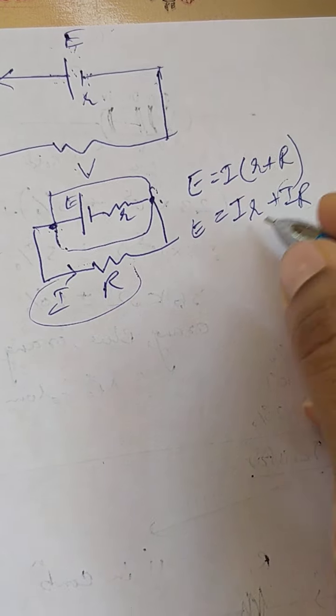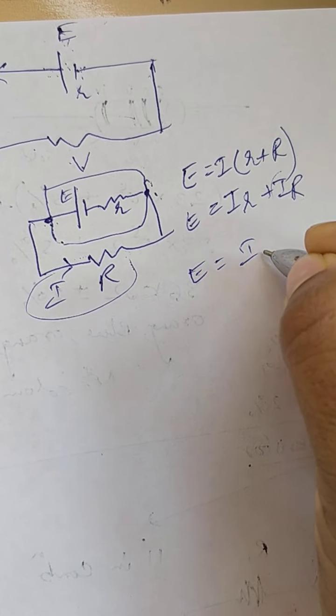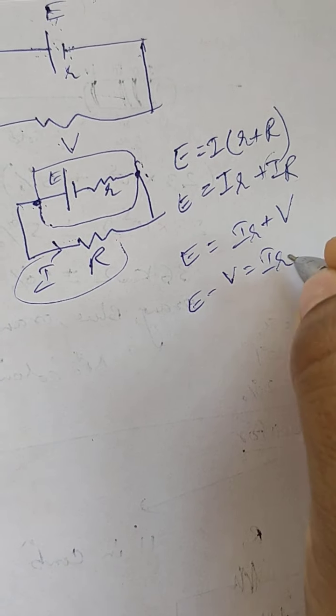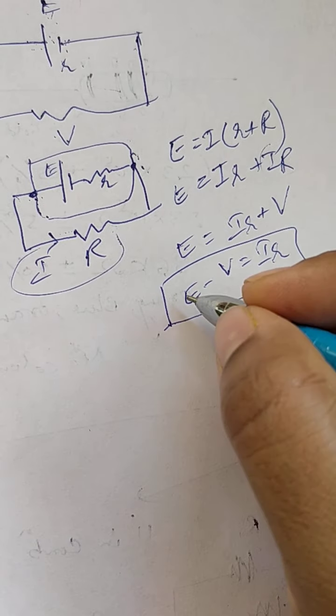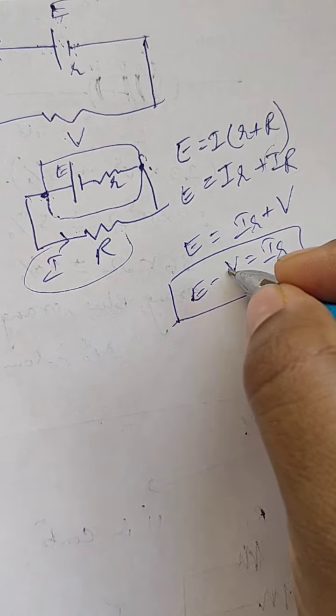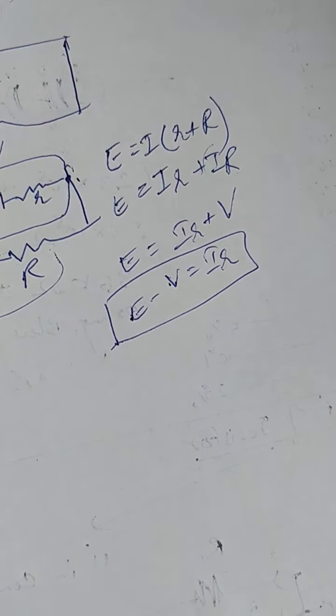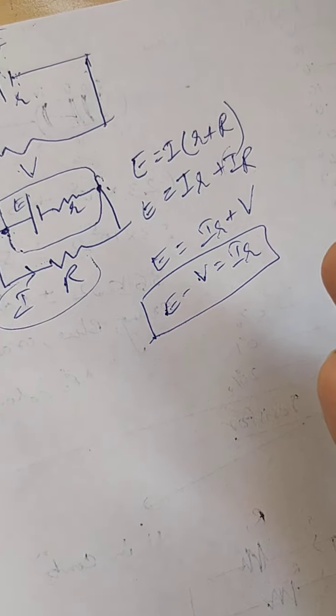So this is V. Terminal potential difference is V. The symbol is V. So E minus V is equal to Ir. This is how. So you see, EMF is always greater than the potential difference. Okay, this happens whenever you have a cell in the circuit. Always your EMF will be greater than the potential difference.